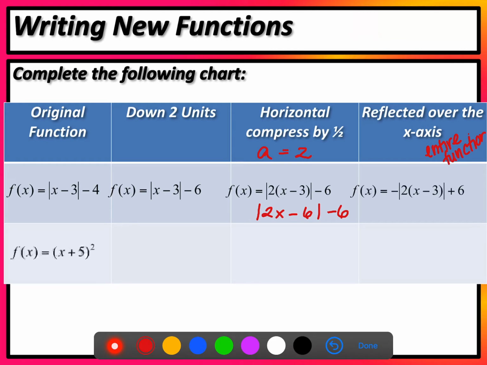Here's your second function. Again, if you want to pause, now would be a good time. Moving this down 2 units, my k value is currently at a plus 0, so to move it down 2 would just bring me to a negative 2. We saw that applying that horizontal compression means putting in an a of 2 to the inside using parentheses.